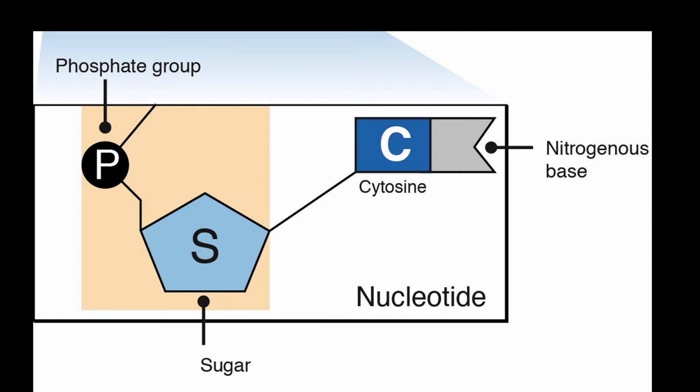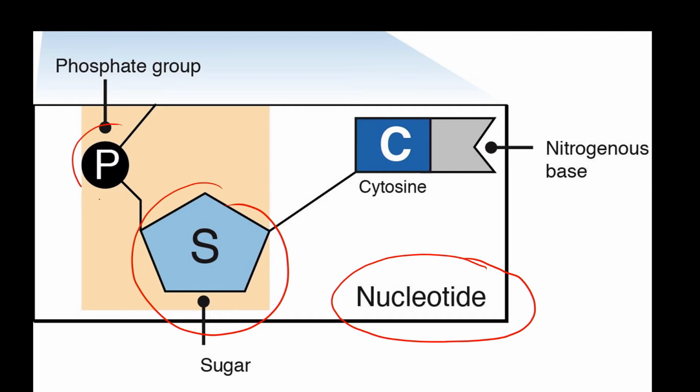Now, what is DNA made of? You should be familiar with this. DNA is made up of smaller units called nucleotides. Each nucleotide consists of a sugar, a phosphate, and one of 4 different types of nitrogenous bases.